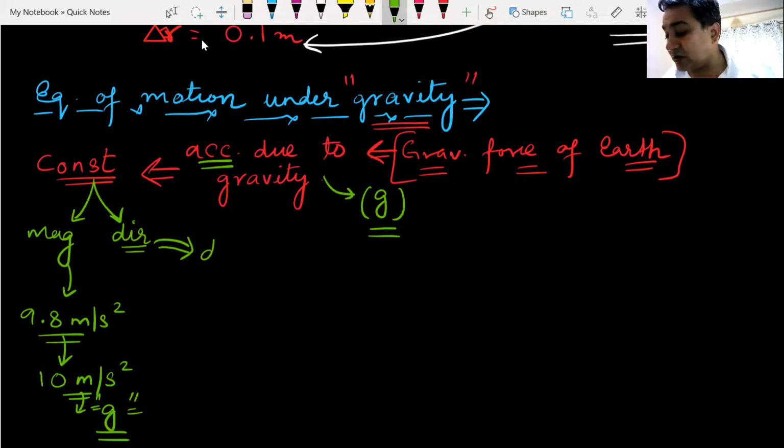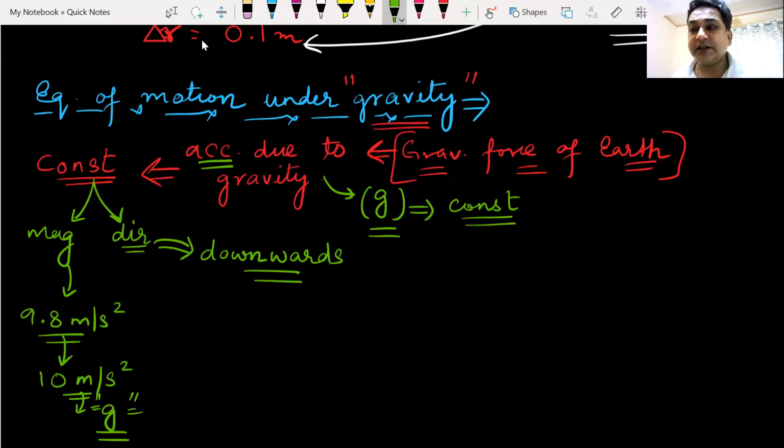Downwards, yes. It's actually not downwards. It's towards the center of Earth. It's actually not even towards the center of Earth. It's somewhere in between. But now we will take it as downwards. Am I clear? So we are assuming that g is constant. It is not constant. We are just assuming it. Right now, we are assuming that g is constant in magnitude as well as in direction. Direction is downward, and magnitude is, in some questions, 9.8, in some questions, 10, in some questions, simply g.